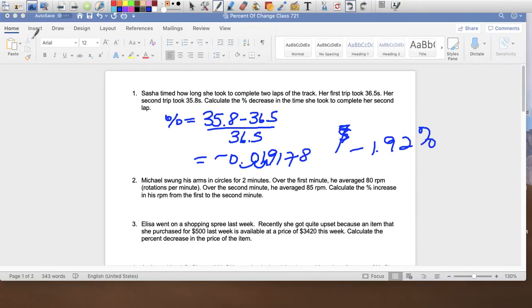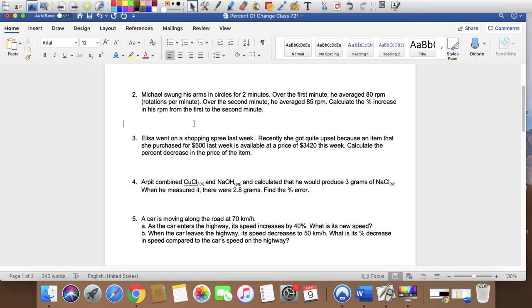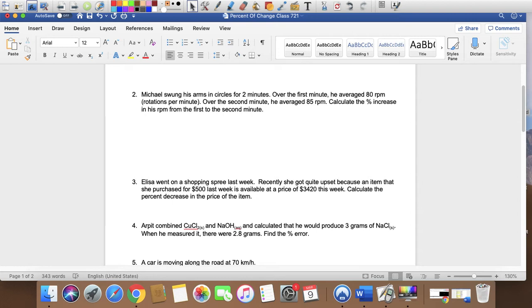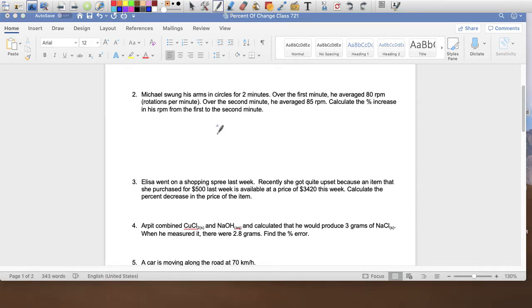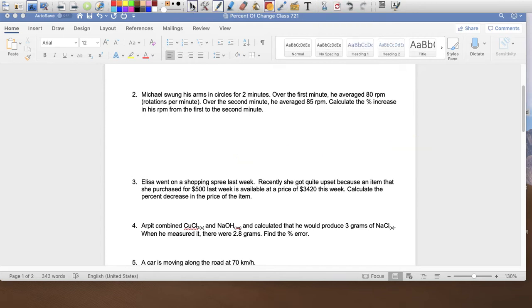All right, question 2. So this one's calculate the percent increase. So it averaged 80 and it went over to 85. Okay, so again, these ones, hopefully you realize this is the new minus the old, divided by the old. And it's going to be 5 divided by 80, and that's 0.0625. I'm going to change that to percent, and that's going to become 6.25%, and it's an increase, positive. That should be pretty straightforward.